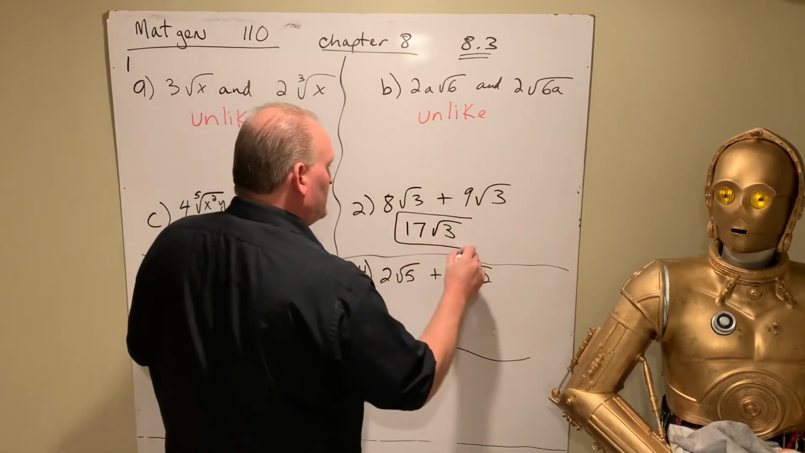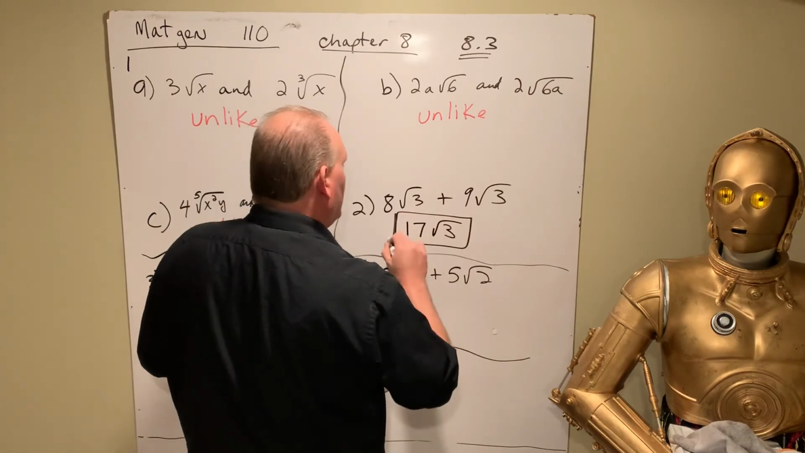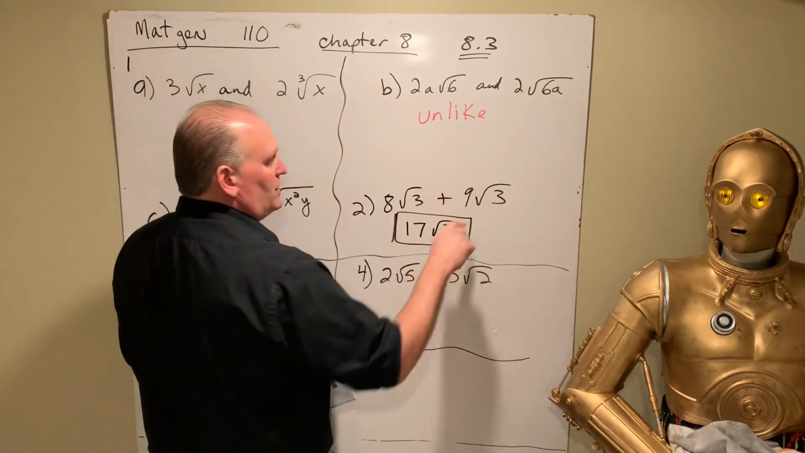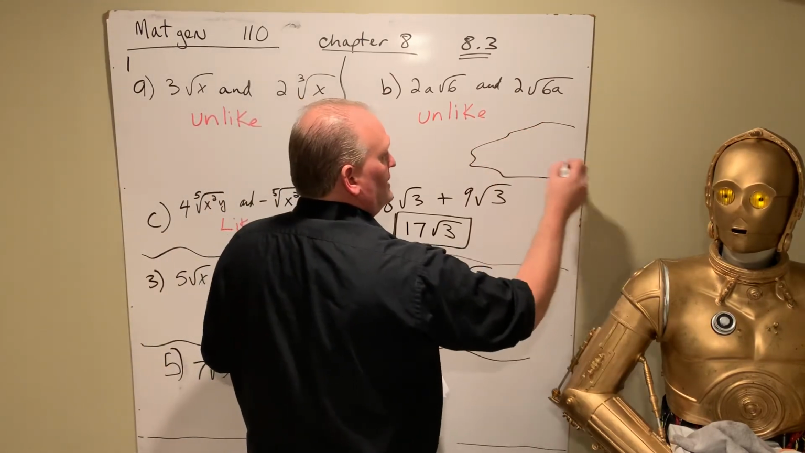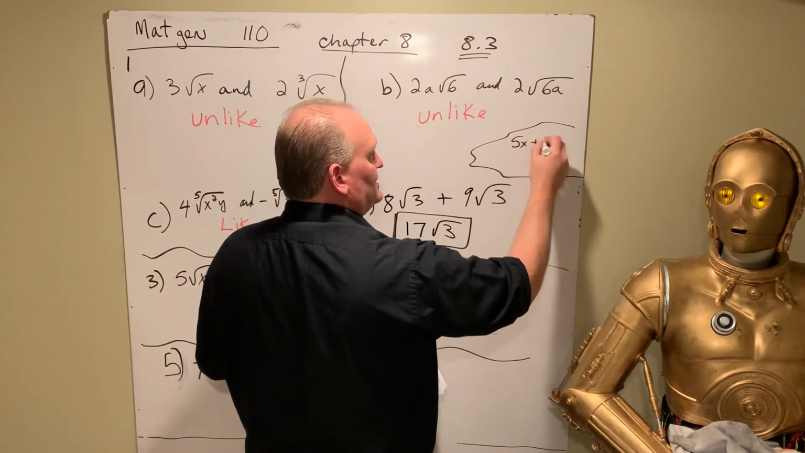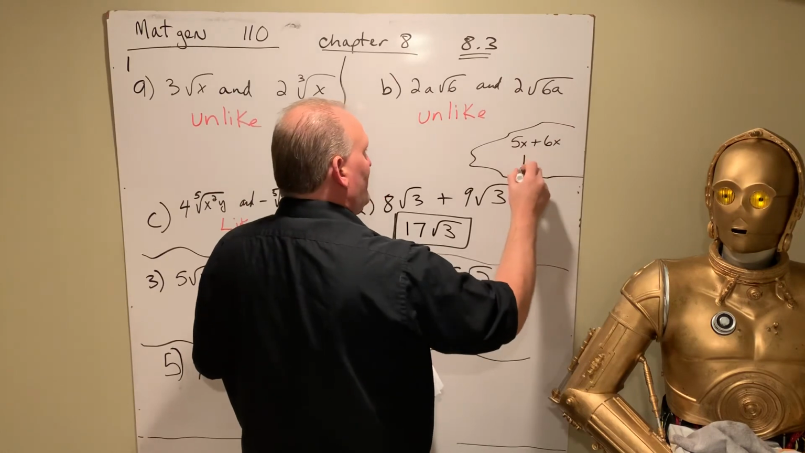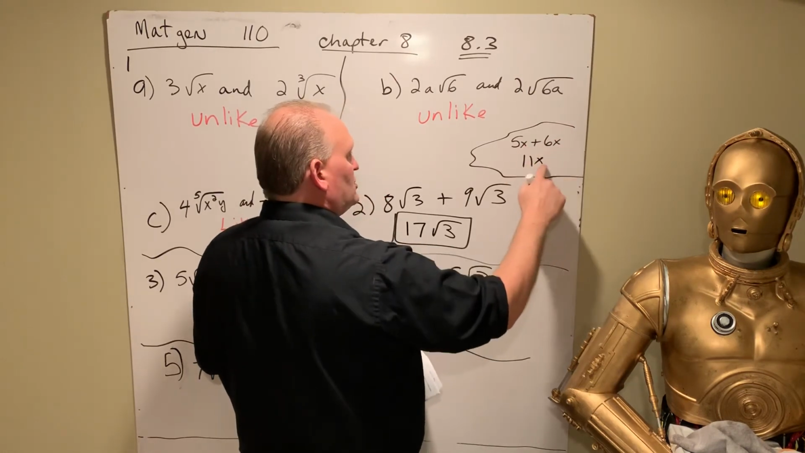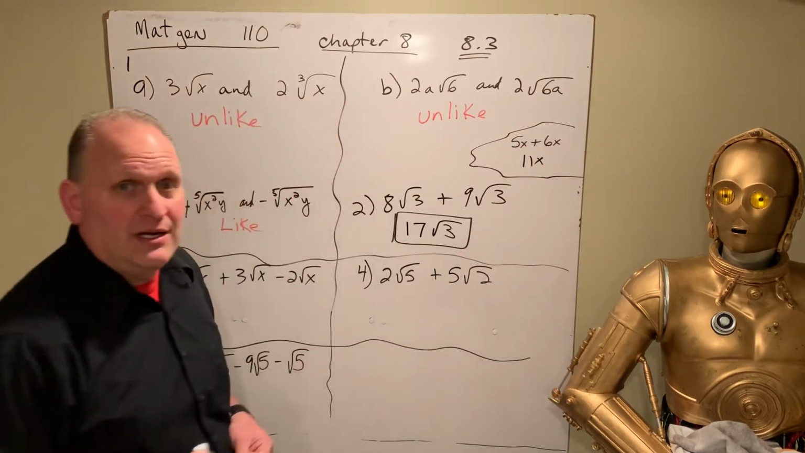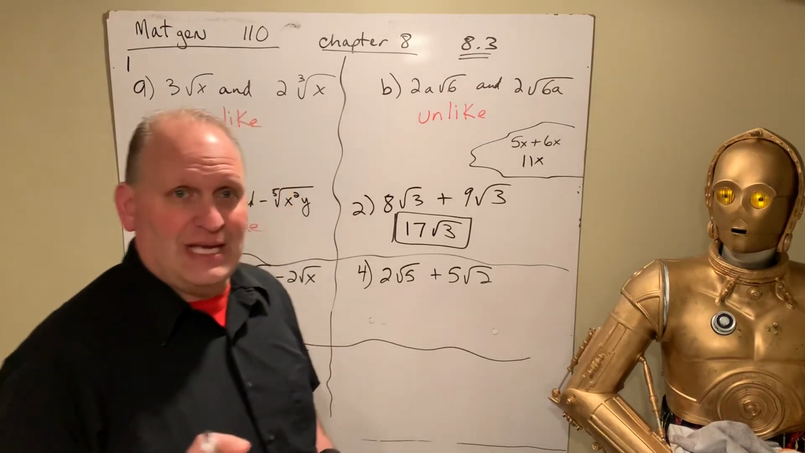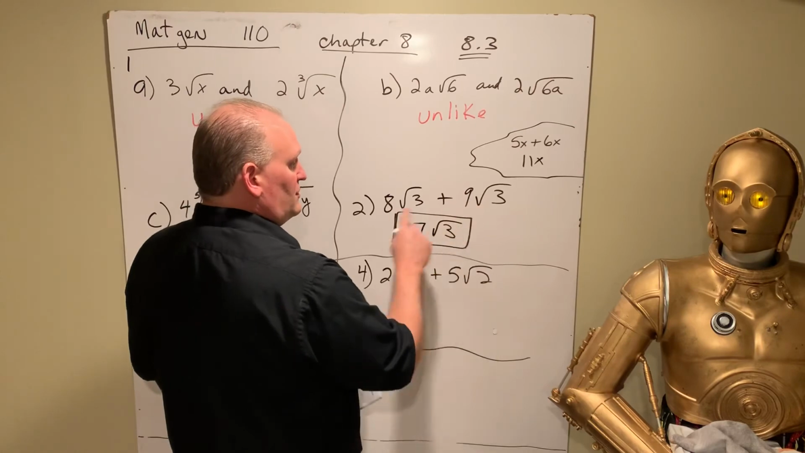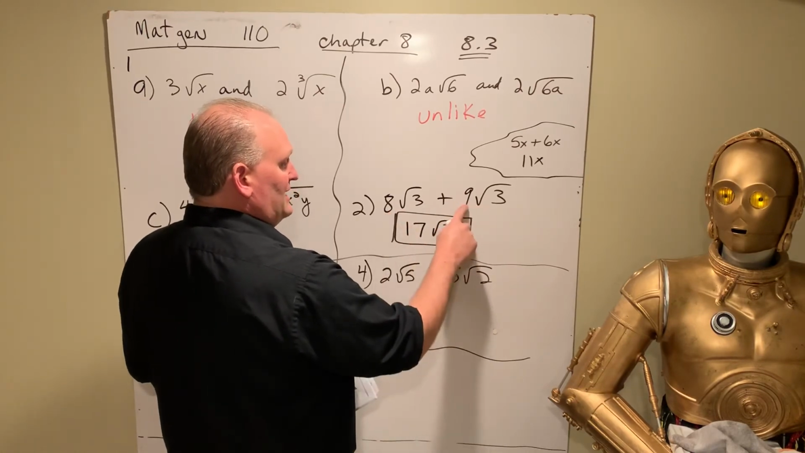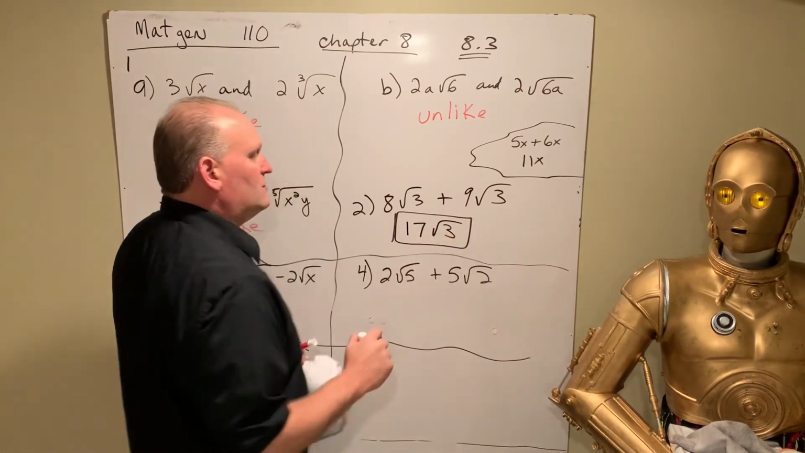Now, it is very important that you do not change what's under the square root sign, for the same reason that way back in the olden days when we did 5x plus 6x, we just made it 11x. We didn't change the variable at all. It didn't change the power, and we didn't change anything about it. It just stayed x. Same thing going on here. 8 square roots of 3 plus 9 square roots of 3. You just basically do the 8 plus 9, that's 17, and then you tack on the square root of 3.